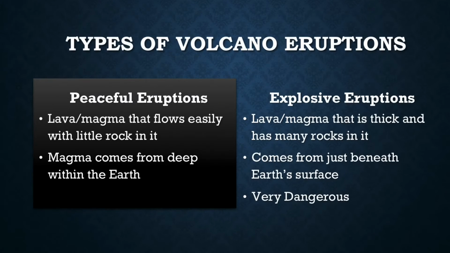There are also two types of volcano eruptions that can occur. Peaceful eruptions, which happen when magma rises to the surface from deep within the earth, and explosive eruptions, when magma arises from beneath the surface of the earth to the surface.